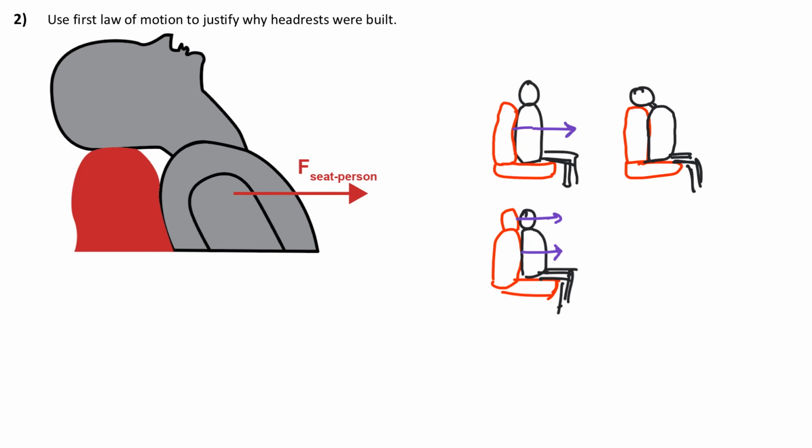So usually a body which is in motion will stay in motion unless there's a net external force acting on it, or an object that's at rest will stay at rest unless there's a net external force acting on it. So if there's nothing acting on it, it will stay the same. The rest of your body will move and you will get an injury. But if you have a headrest, a net external force acts on both of them, they will move together, and you will not get this extension on your neck causing an injury.